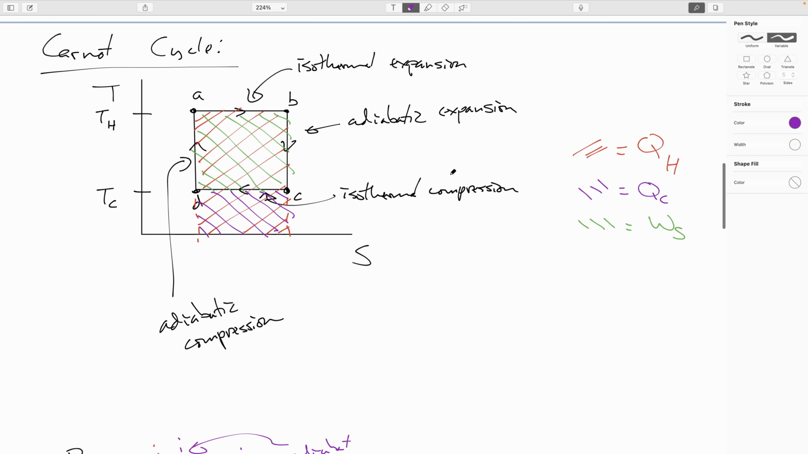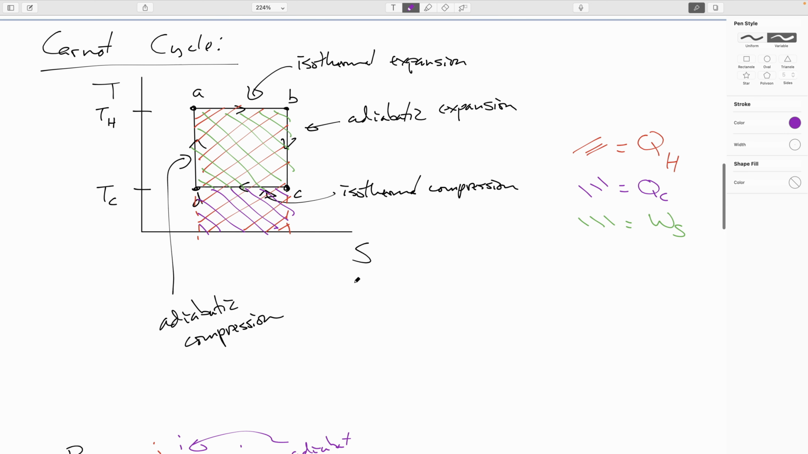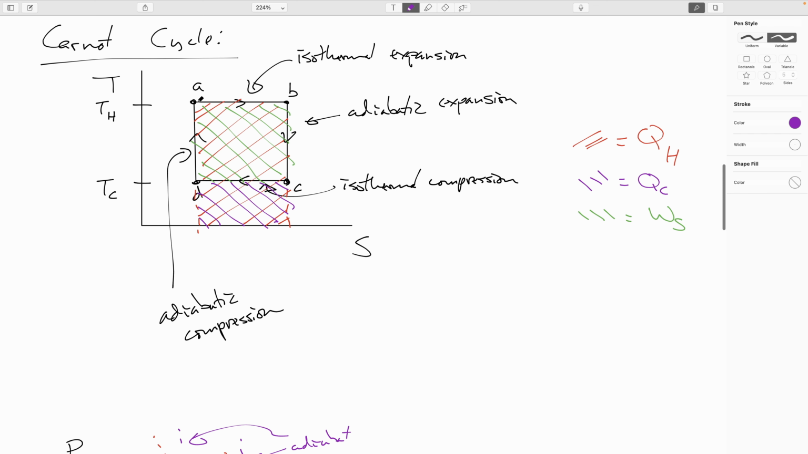Which is why it's as efficient as you can be. So what we've done is we've made this area here, the work, as big as we can by extracting as much heat from the hot reservoir as possible and rejecting as little to the cold reservoir as possible. Anything else will give us some shape that cuts out of this box and means that we will either be taking less heat from the hot reservoir than we could, or rejecting more heat to the cold reservoir than we need to, or both.